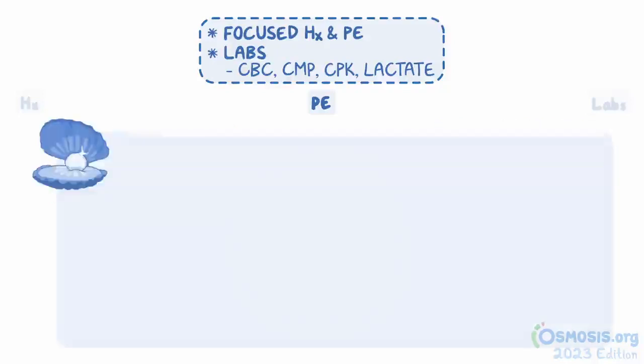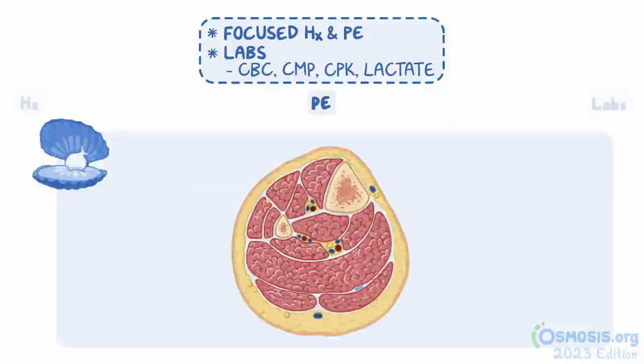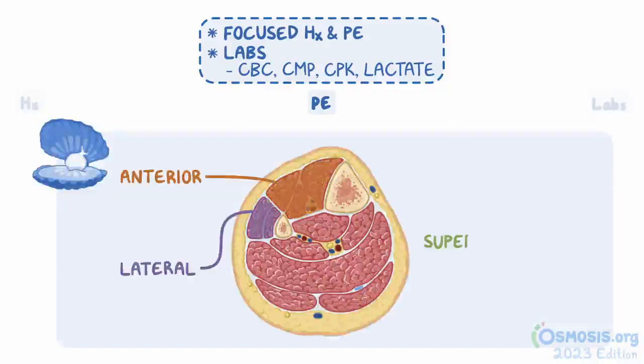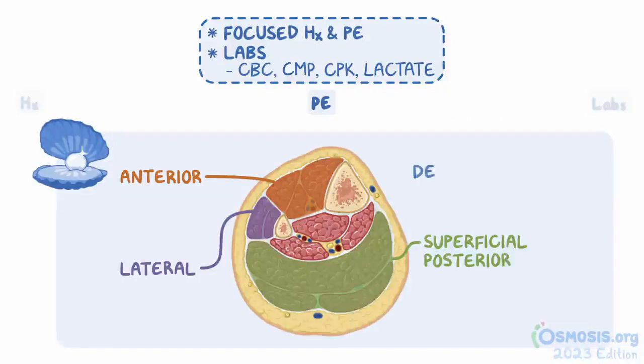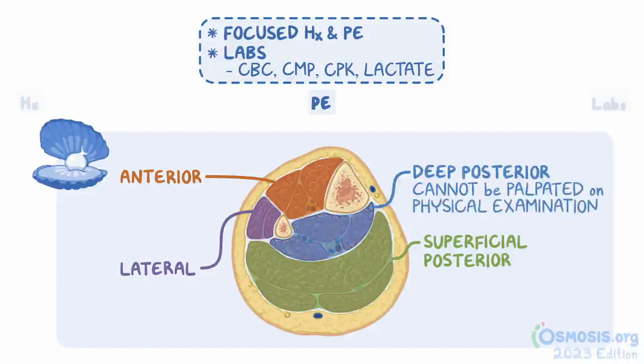Here's a clinical pearl. The lower leg consists of 4 muscle compartments: anterior, lateral, superficial posterior, and deep posterior. However, the deep posterior compartment cannot be palpated on physical examination.